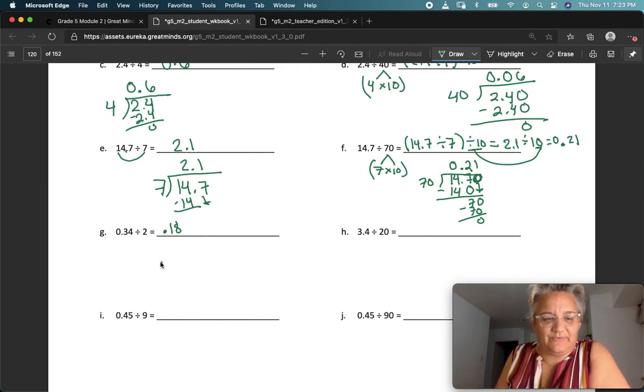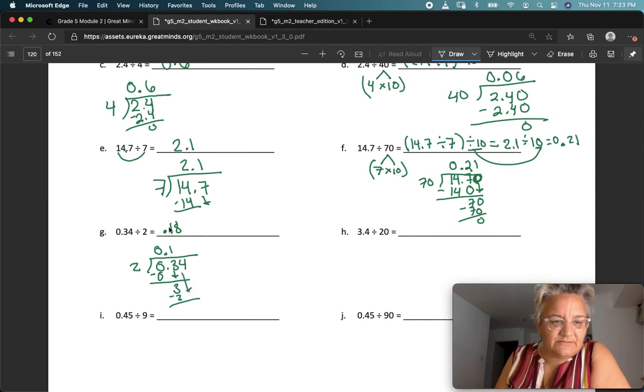And let me prove it to you. 2 goes into 0 0 times. Right, so 0 times 2 is 0. Then bring down the 3. 2 goes into 3 one time. 1 times 2 is 2. Then I have, oops, I'm sorry, 17. Then 2 goes into 14 7 times. 7 times 2 is 14, and 0 left over.